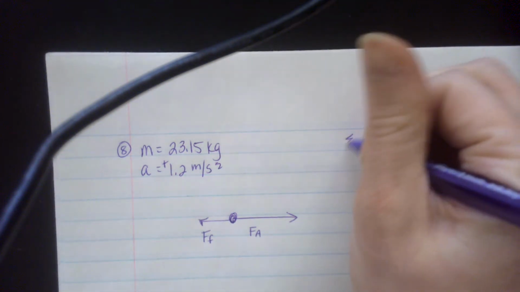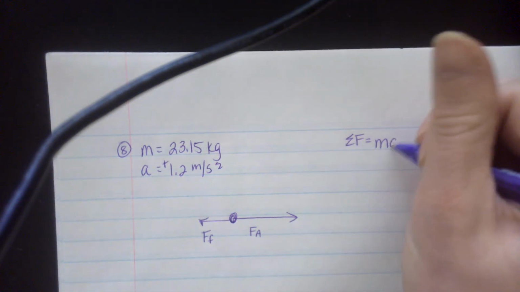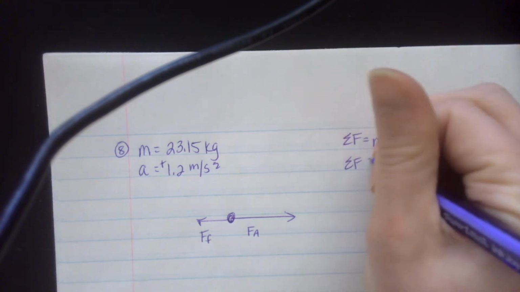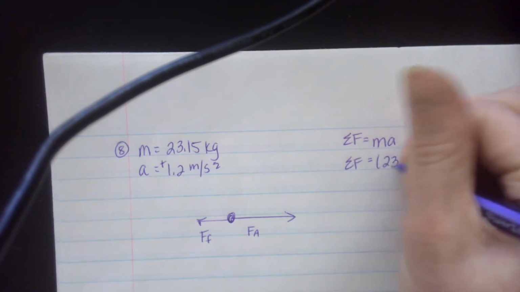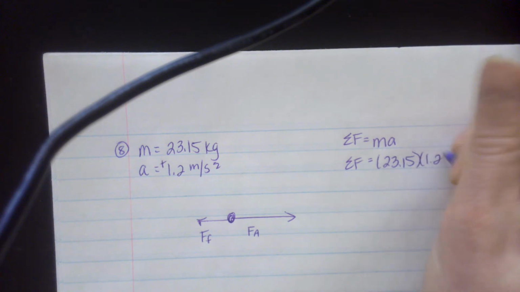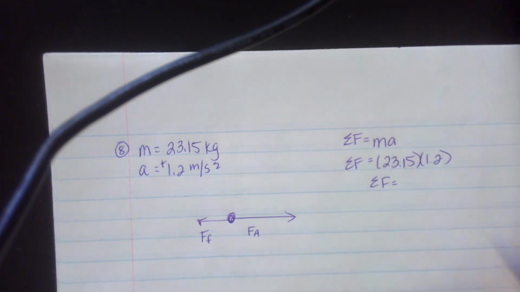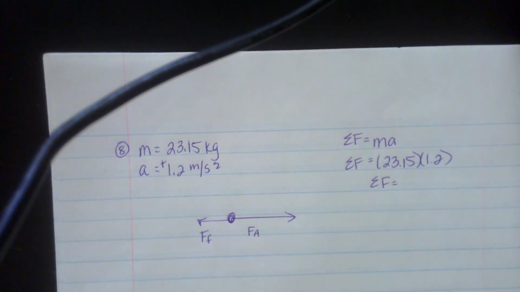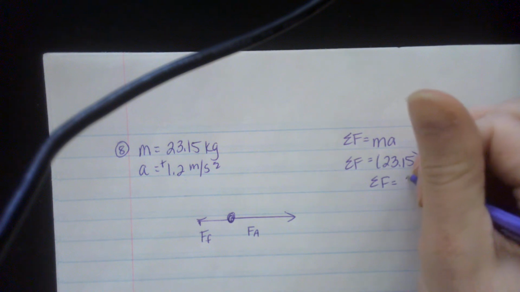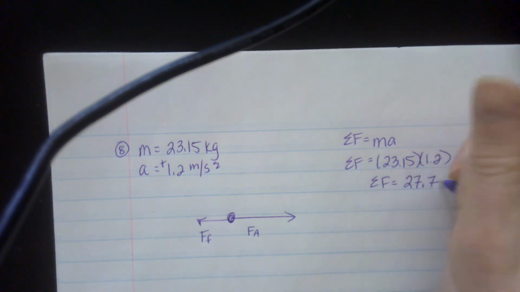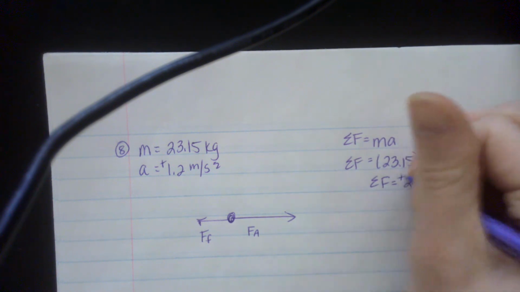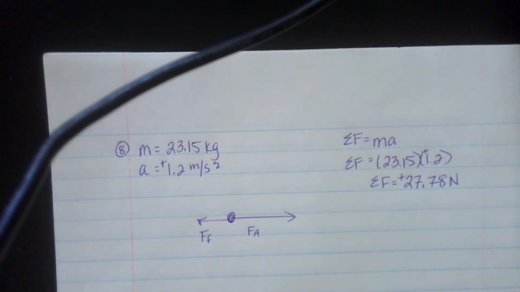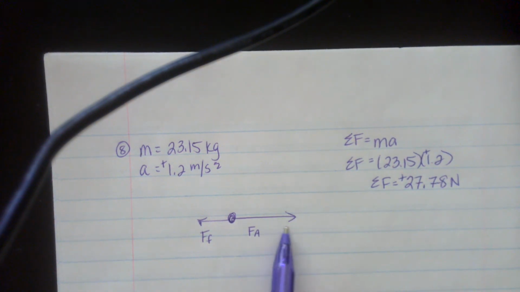So to find net force, we can use Newton's second law. 23.15 times 1.2. So the overall net force here is going to be 27.78 newtons, and I know that's going to be positive. So that means we're going to have 27.78 extra newtons of force over here.